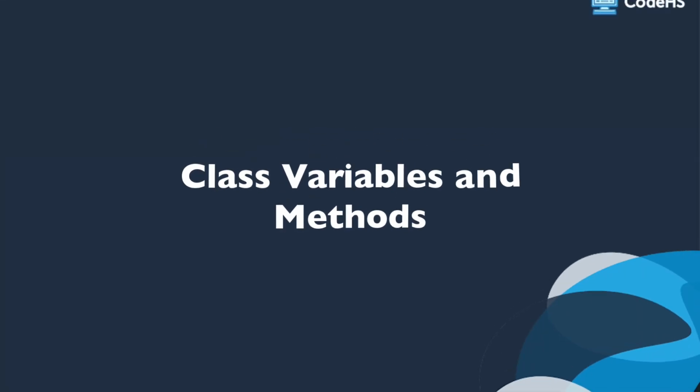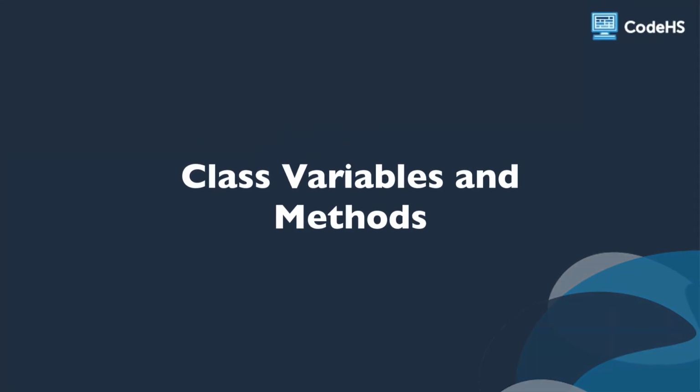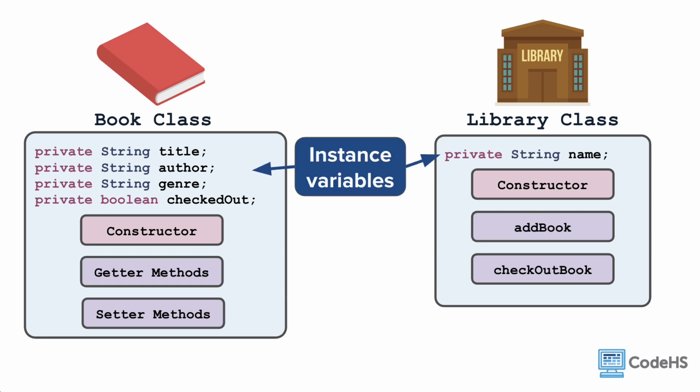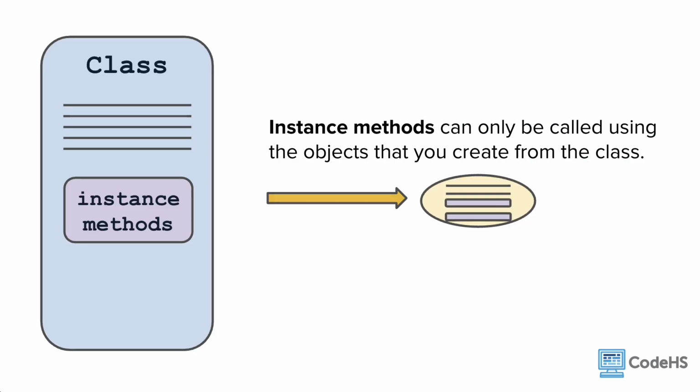Hi, in this lesson you'll learn more about class variables and methods. In a previous lesson, you explored the book class and the library class. Both of these classes had instance variables and instance methods. As a reminder, instance methods can only be called using the objects that you create from the class.